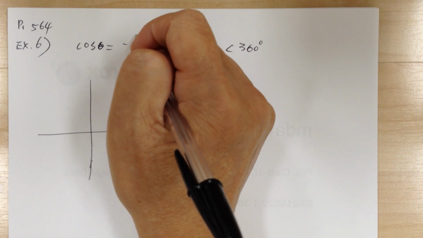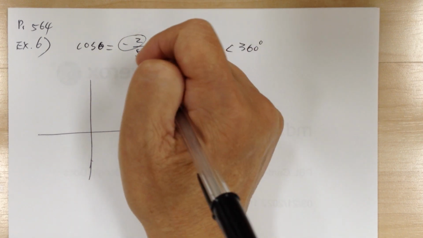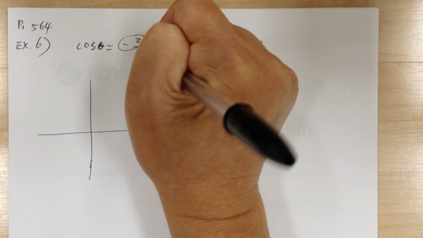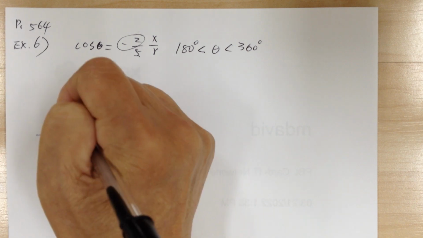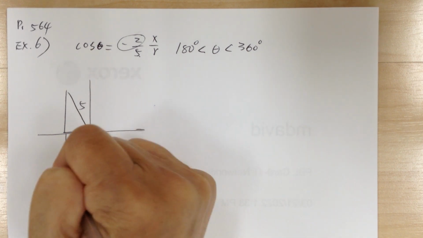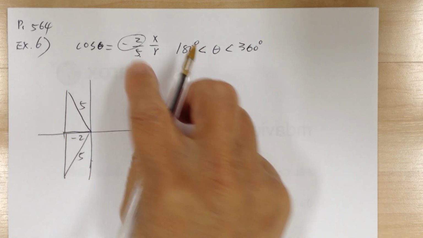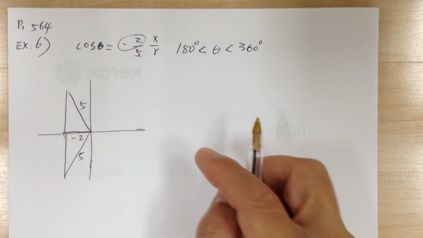So remember, cosine is horizontal, okay? So this is equal to the x over r. So you have negative 2, so that's your negative 2, and over 5. So you got 2 choices, okay? You can have 5 over here, or you can have it over here. So this will give you 2 choices. It can be negative 2 over 5 here or negative 2 over 5 there, okay?